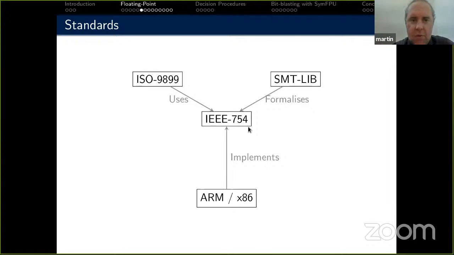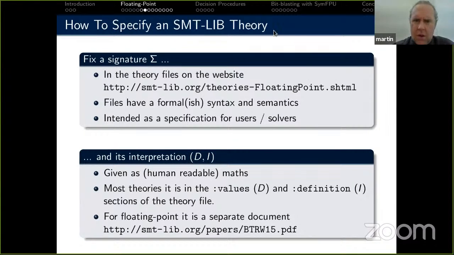It's a kind of alphabet soup, but the end result should be that if you wish to reason about hardware, or you wish to reason about the programming language, then using the formalization in SMT-LIB should be sufficient. So, throwback to a couple of hours ago when we were talking about theories. How do we actually specify one? We need to fix the signature. And those are the theory files. You remember when I clicked on the website, we had a list saying theory, one of them is floating point.